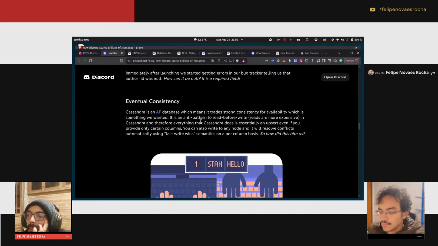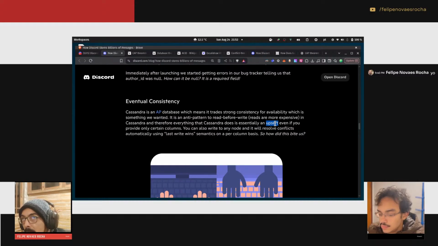Yeah, makes sense. So the anti-pattern is read before write, and in Cassandra, everything it does is essentially an upsert. Upsert is insert or update. Yes. If you try to insert and it already exists, you're going to update. So basically they need to read first, right? Because you try to insert, you need to check if it already exists, reading the data. If it exists, they're going to write. I think so.